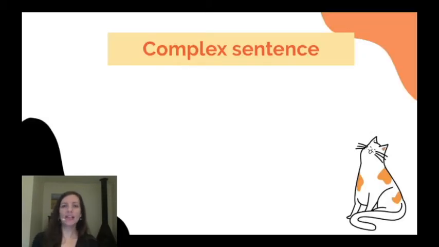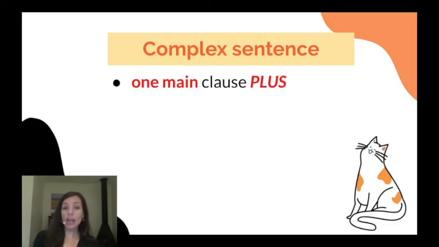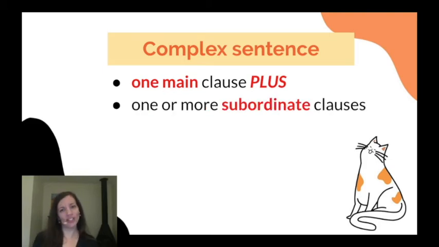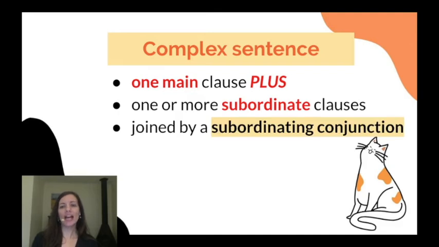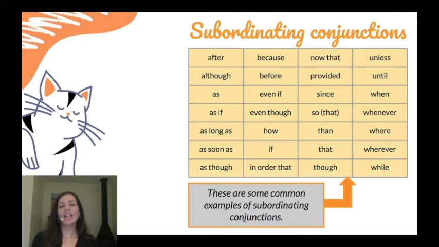Now let's see if we can do complex sentences. For a complex sentence, we have a main clause plus we have a subordinate clause, and that subordinate clause is generally joined by a subordinating conjunction. What is a subordinating conjunction, you ask? Well, it's all the other conjunctions that we make use of that don't fit into the fanboys family.